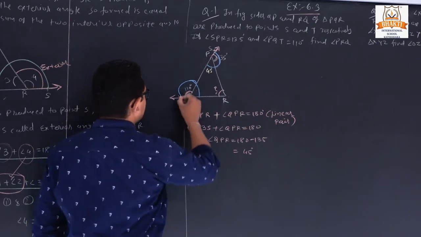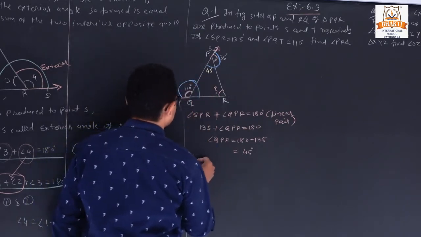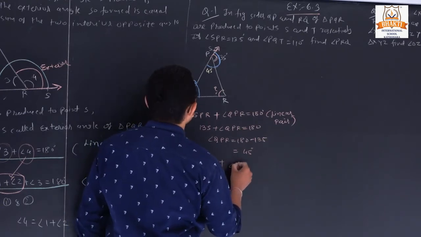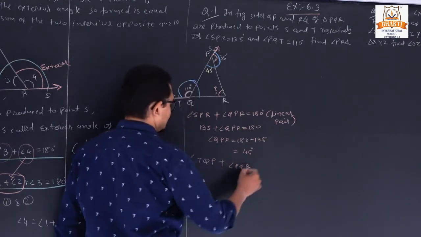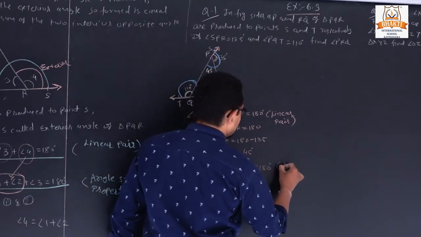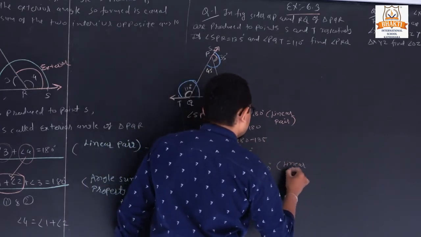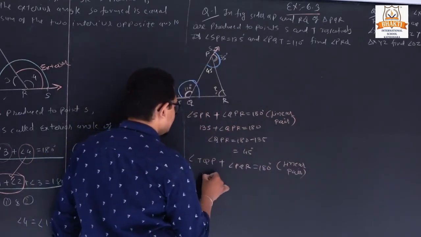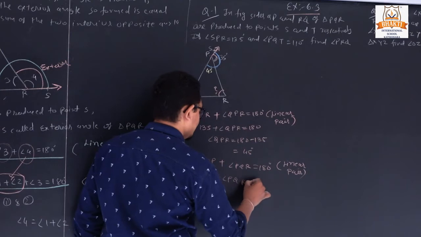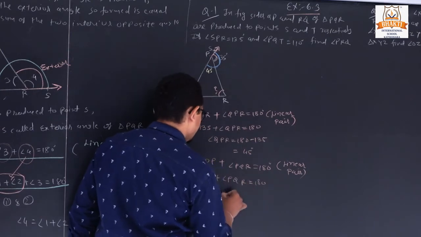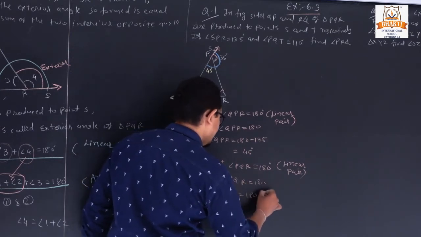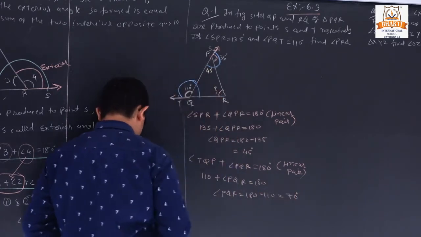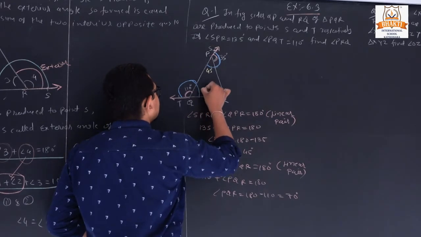Now next, here once again we have a linear pair. So angle TQP plus angle PQR is equal to 180. What we can write? Linear pair. So TQP is given 110. So angle PQR is equal to what? 180 minus 110. So it is 70 degrees. So this angle is 70.